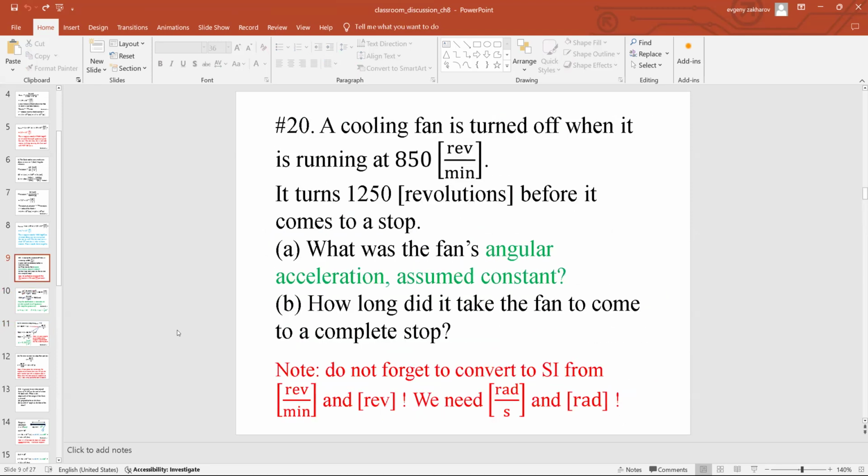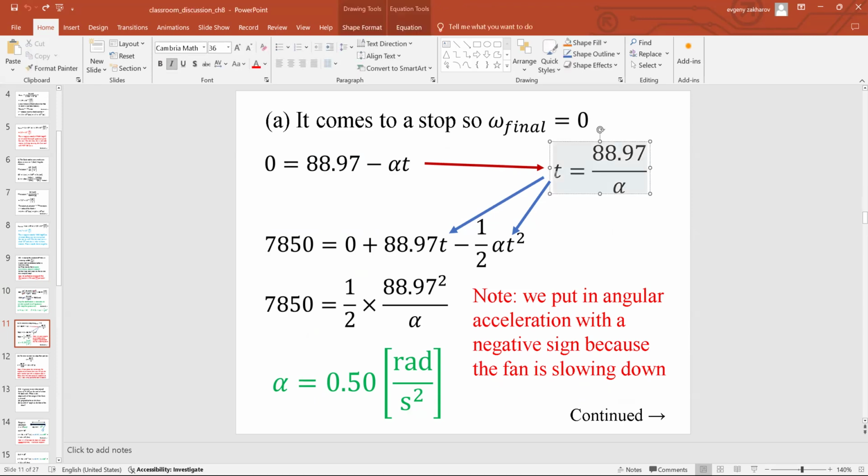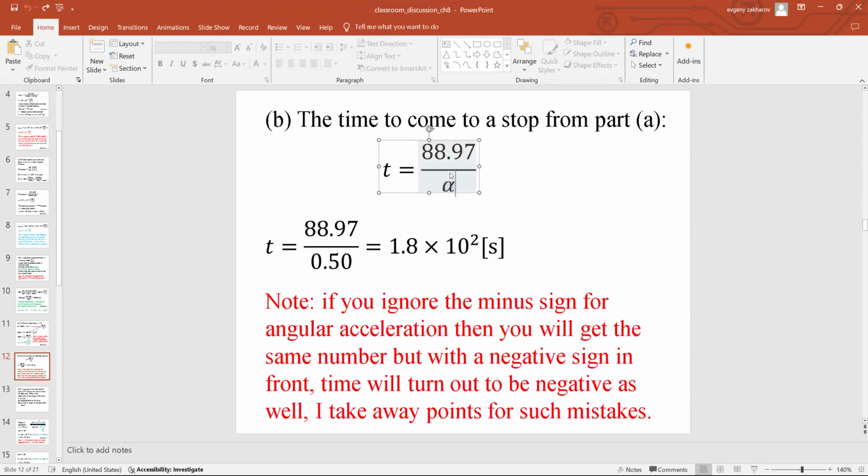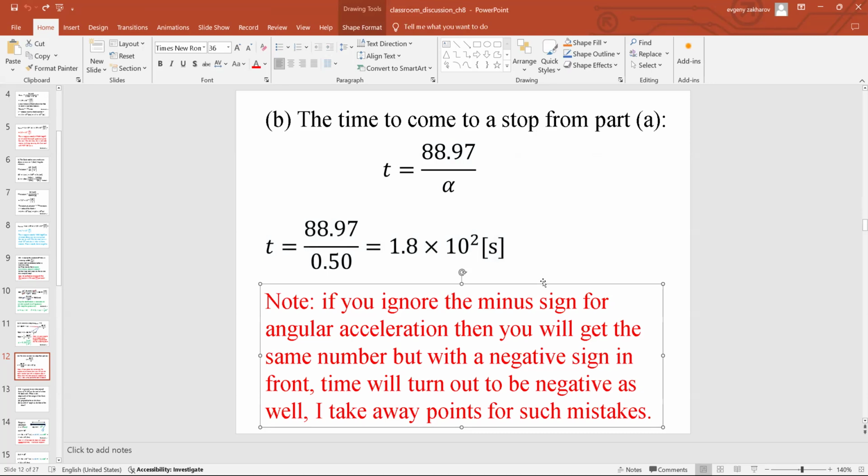Next question was, how long did it take the fan to come to a complete stop? So how long means the time. For the time, we already have the expression. And then you figure out the angular acceleration, plug it in, and get the time. That's exactly what I'm doing here. Plug it in, get the time. 180 seconds, which is like what? 2 minutes, 3 minutes? Yeah, it makes sense.